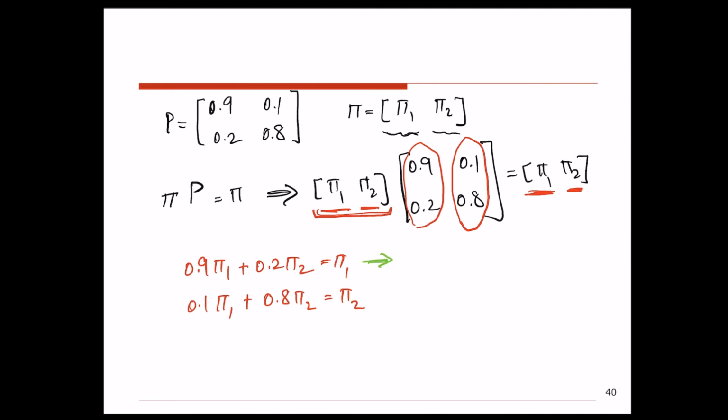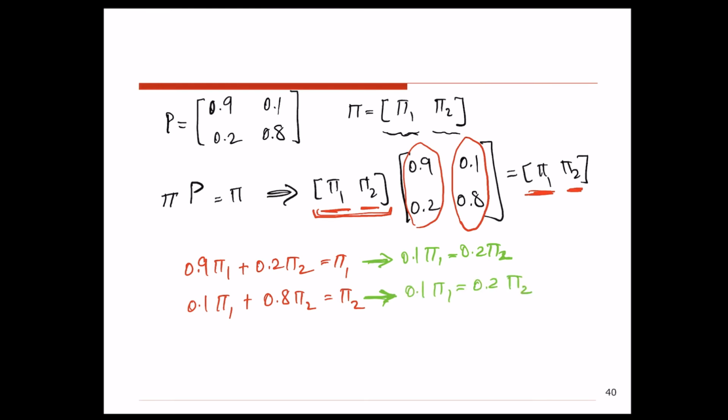From the first equation, I can get 0.1 pi 1 equals 0.2 pi 2. So if you bring all the elements that have pi 1 into one side and all the elements that have pi 2 into the other side, this is what you get. From the second equation, we also get the same. So what does that mean?